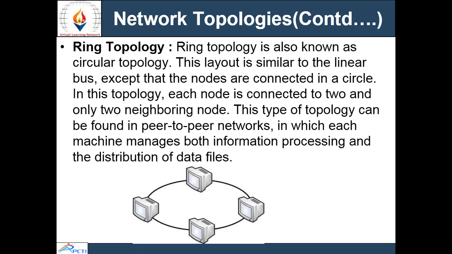Ring topology. Ring topology is also known as a circular topology. This layout is similar to the linear bus except that the nodes are connected in a circle. In this topology, each node is connected to two and only two neighboring nodes. This type of topology can be found in peer-to-peer networks, as shown in this figure, in which each machine manages both information processing and distribution of data files.